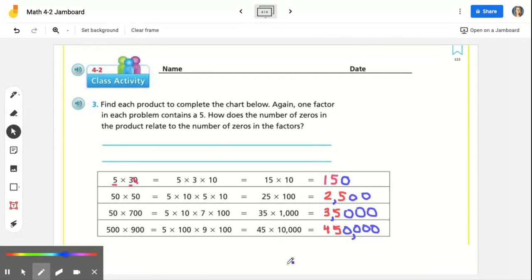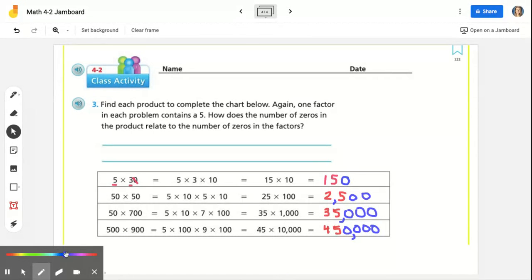Okay, and so here are the correct products. 50 times 50 is equal to 2,500. 50 times 700 is equal to, oops, I put the comma in the wrong spot for this. It is equal to 35,000. And then 500 times 900 is equal to 450,000. Please make sure you have the correct answers in your book.